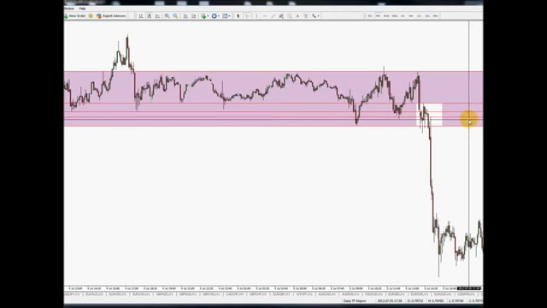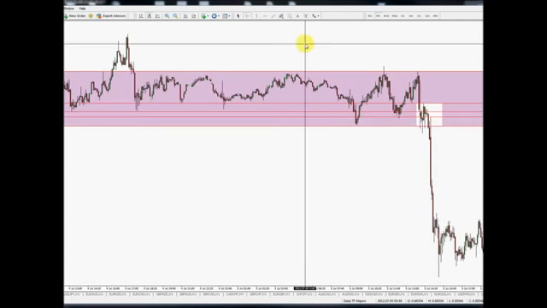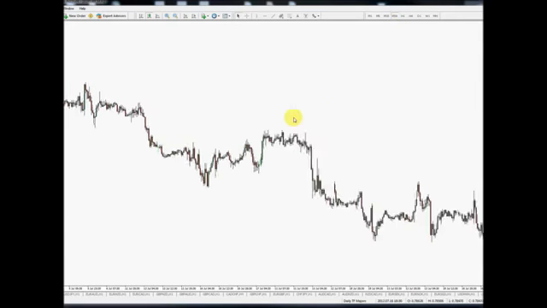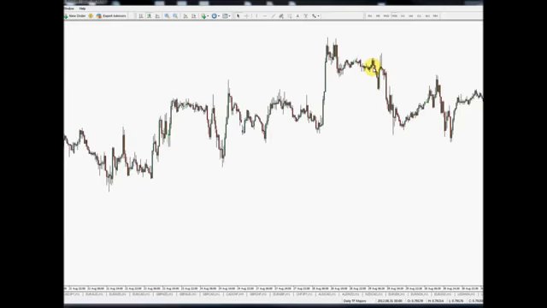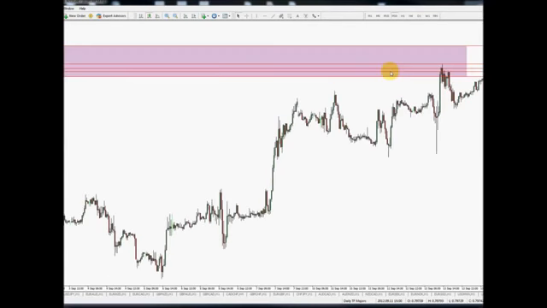euro pound. So you need to consider pip movements. One pip means quite a lot on a euro pound. Okay, so where did price go on the M30? We can see when price actually reacted. We can actually see that it did react at the top of that drop-base-drop.